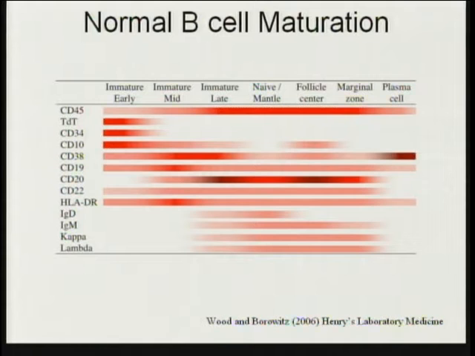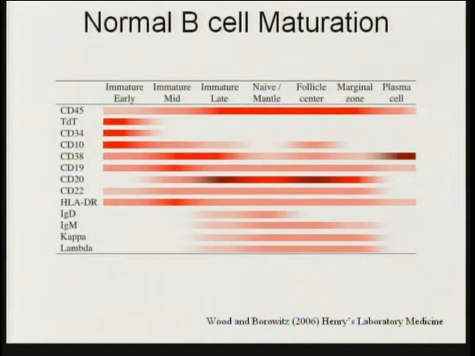This is taken from the chapter we wrote for Henry's textbook of lab medicine. And at the top, you can see the different stages of B-cell maturation, using B cells here as our paradigm. And there are three basic immature stages of B-cell maturation, which are being called immature early, immature mid, and immature late. And at each of those different stages of maturation, there are differences in the expression of multiple different antigens at each particular stage. So for instance, on immature early B cells, TDT is expressed in the nucleus, CD34 is expressed on the cell surface, and as those cells transition from that early stage to the immature mid population, both TDT and CD34 are lost.